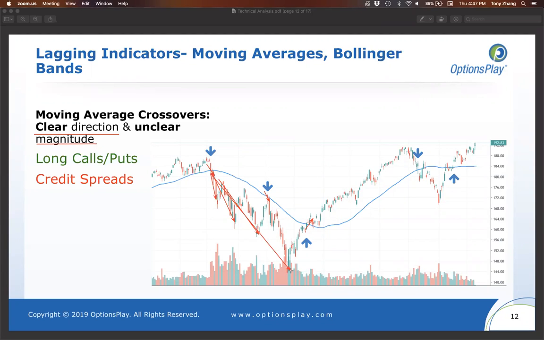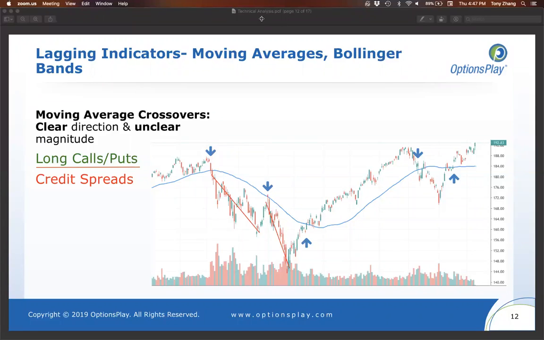So there are two ways that you can play this. If you are overly bullish or overly bearish on the stock, then typically what you might want to do is simply buy a long call or a put, because this stock can make a big move to the downside as a result of a crossover. And especially if you have a bullish or bearish bias, I think the best way to take advantage of that is just simply buying a call or a put.